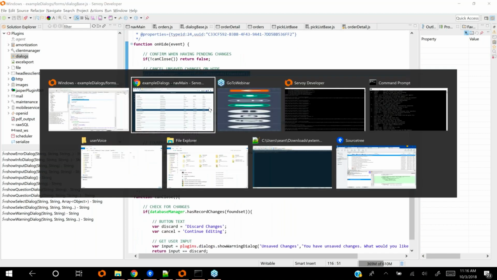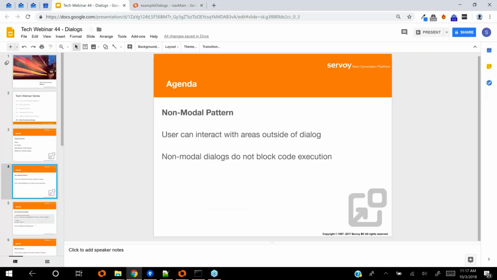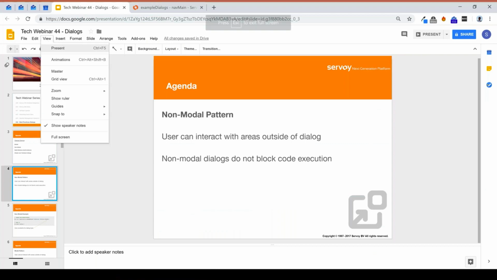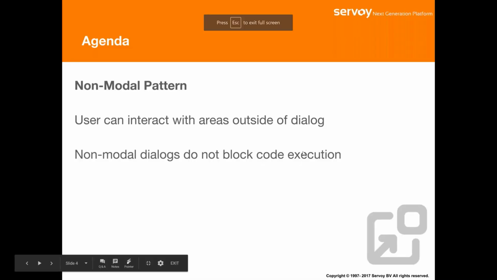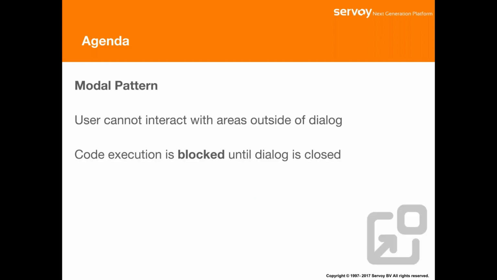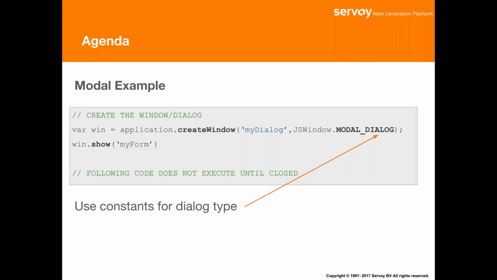Let's go ahead and come back to some slides here to review this. So again, the first pattern we showed was the modal pattern. That's where the user cannot interact with areas outside the dialog, and the code execution is blocked until the dialog is closed.